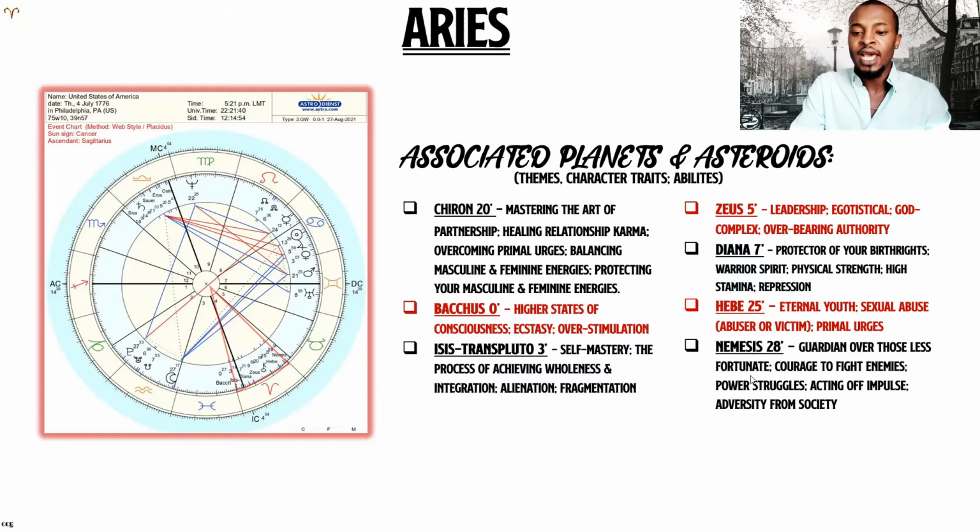So the next asteroid, the last one we have, is Nemesis at 28 degrees. All right. So Nemesis is the guardian over those less fortunate, or I should say, Nemesis in the sign of Aries for you guys can manifest as you becoming a guardian over those less fortunate. It can give you the courage to fight your enemies. Power struggles can manifest as well. You can act off impulse, adversity from society. So Nemesis is also a very powerful asteroid and a very important one to keep in mind.